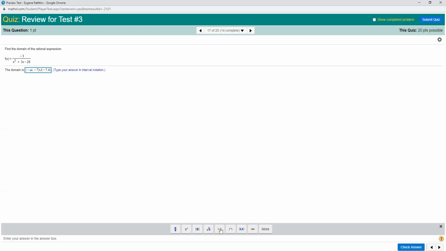So if you got 2 zeros, you're going to have 2 unions. If you had 3 zeros, you would have 3 unions, okay? Then that goes from 4 until I hit positive infinity. So once again, our domain starts at negative infinity and it's got to end at positive infinity. You just got to figure out what numbers to kick out in the middle.